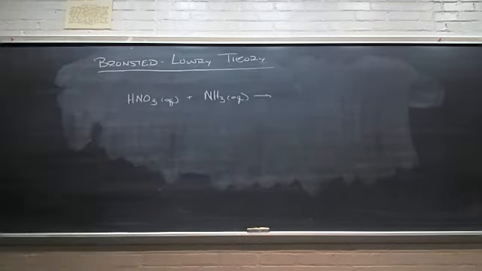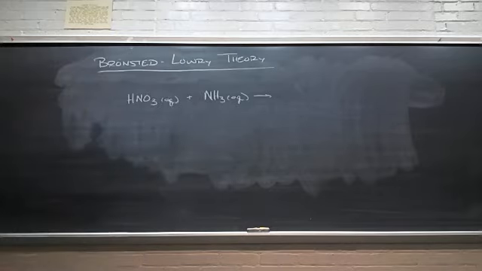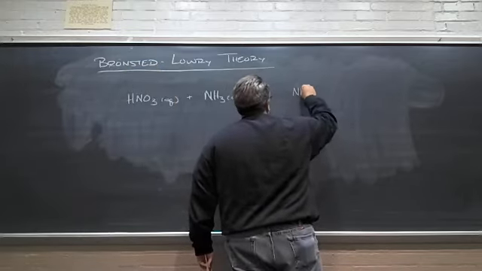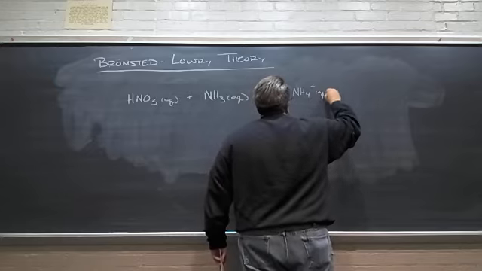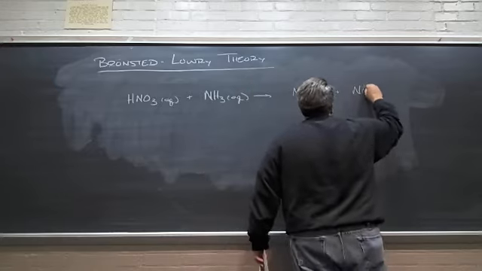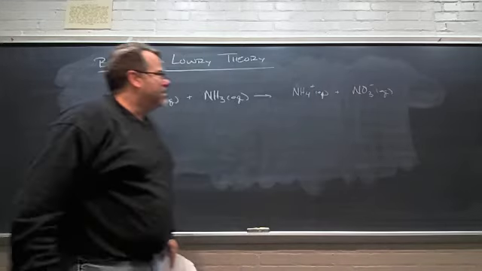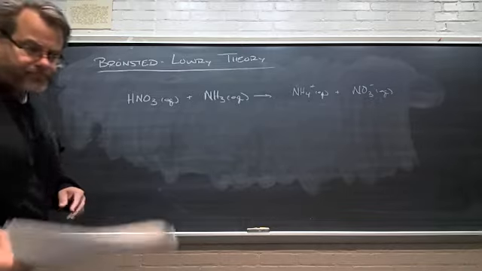If we take nitric acid and react it with ammonia, what we're going to get is ammonium nitrate. But because ammonium nitrate is soluble, it'll break apart into its two different ions, right?